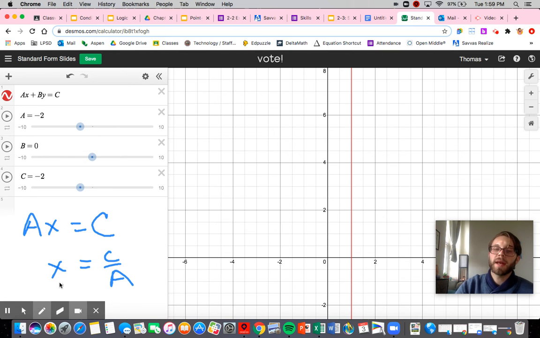But ultimately, if you ever end up with something of x equals c, if you ever get x equals a number, right? That just means it is going to be a vertical line where it crosses the x-axis at the x-intercept, and the x value does not change at all, right? So ultimately, as a reiteration, when a is 0, you get y equals something, and that is a horizontal line. When b is 0, you get x equals something, and that is a vertical line.